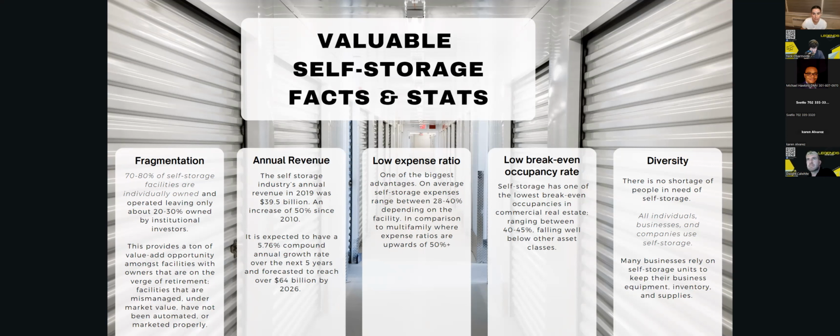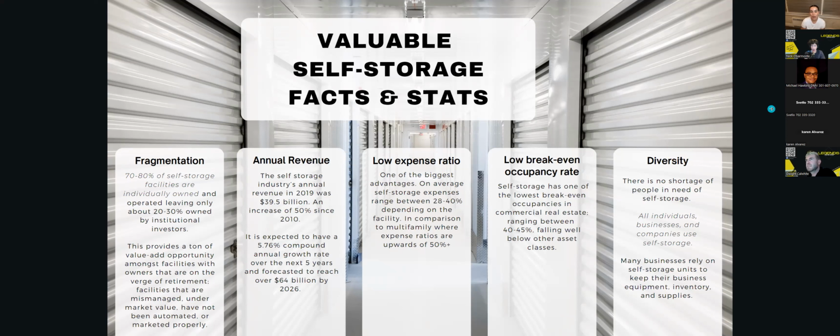And so the next one is annual revenue. The self-storage industry's annual revenue in 2019 was 39.5 billion. That's an increase of 50% since 2010. So it continues to be one of the fastest growing sectors in the US economy, which is really interesting because you wouldn't think self-storage.